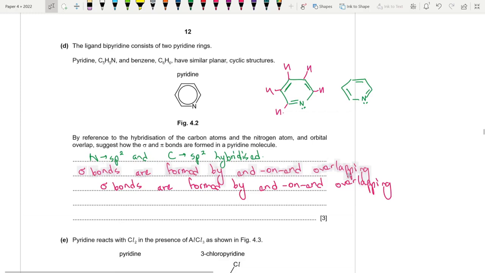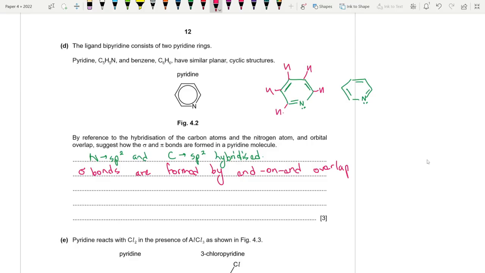Okay, so sigma bonds are formed by end on end overlap of orbitals. Weird wording. Between whom exactly? Either CH or CC or CN. And that's one point. And what about the other point?